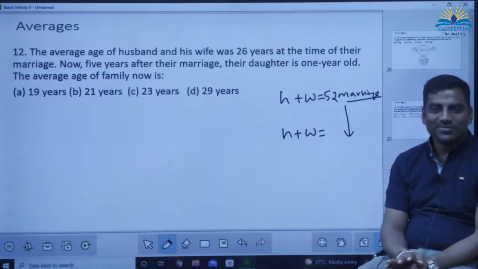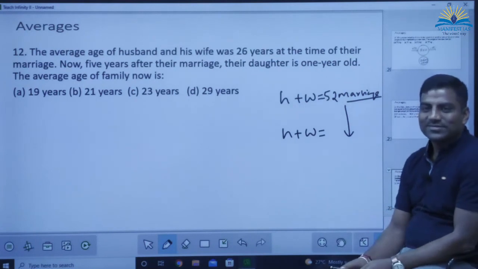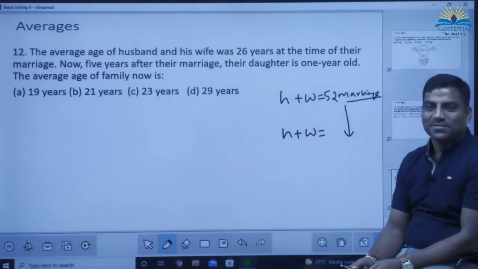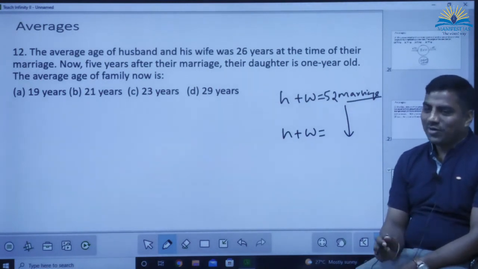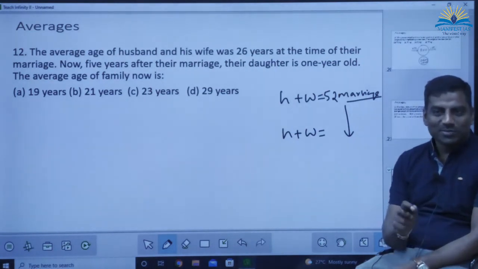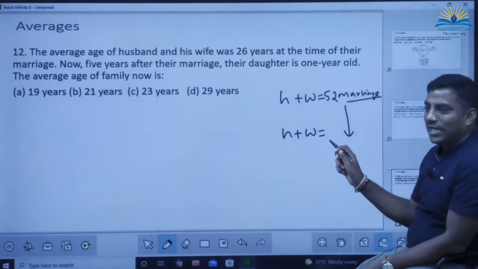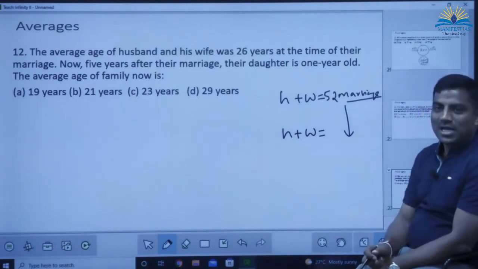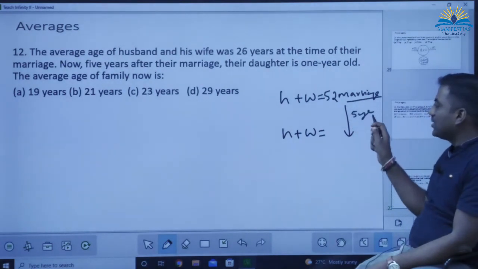काश ऐसा होता? ऐसा नहीं होता ना? So both are getting older. If the husband is getting 5 years older, even the wife is getting 5 years older. There is no chamatkar that the wife will remain there only. So totally now, what is the sum after 5 years?